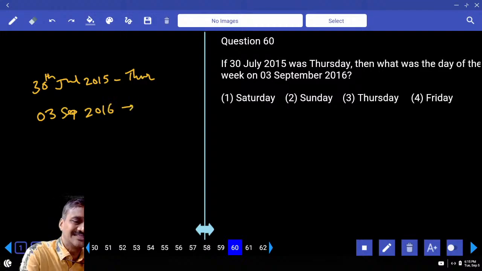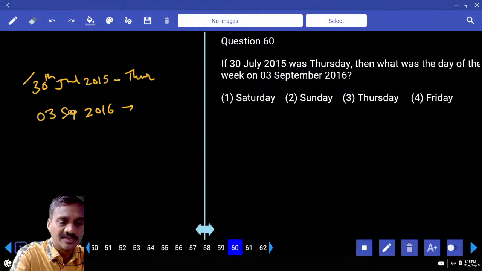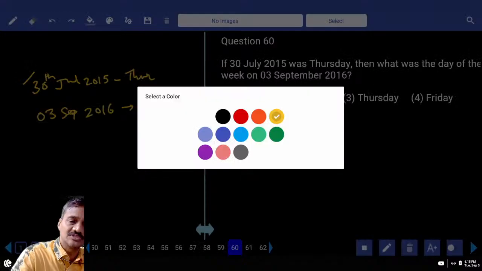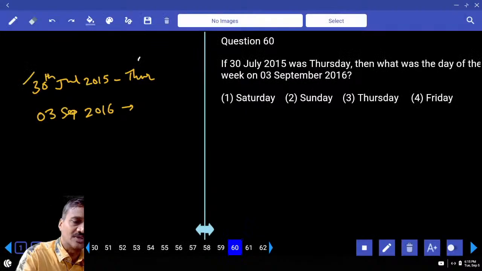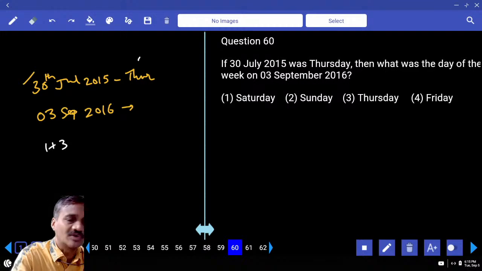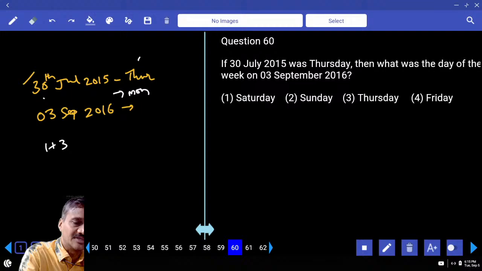Now first, 30th July in the same year 2015 is given. What will 3rd September 2015 be? There is one more day in July, and next, 3rd means plus 3. 1 plus 3 is what? 4. And 4 days after Thursday: Friday, Saturday, Sunday, Monday. And 3rd September 2015 is Monday. That is what we needed, isn't it? 3rd September 2015 is Monday.